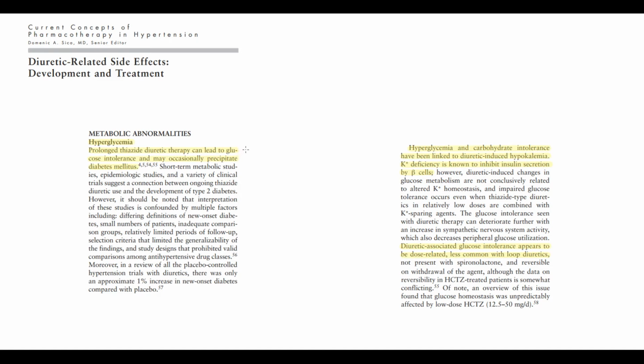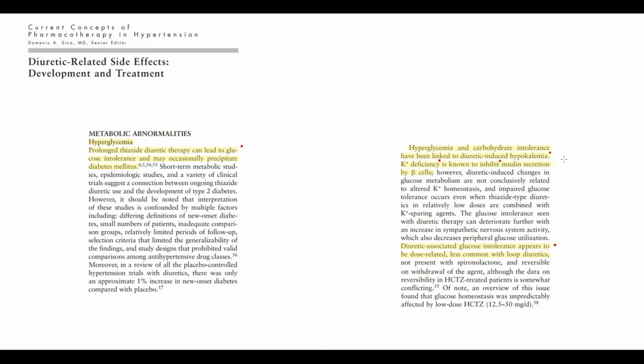Usually, when we mention diuretic-induced hyperglycemia, we mean thiazide diuretics. But loop diuretics can also cause hyperglycemia. And the major reason why diuretics can cause an increase in blood glucose level is because they cause hypokalemia. Decrease in potassium level causes inhibition of insulin secretion by beta cells, and with decrease in insulin, blood glucose level will increase. And because thiazides are more potent potassium-lowering agents than loop diuretics, thiazides have a higher risk of hyperglycemia.